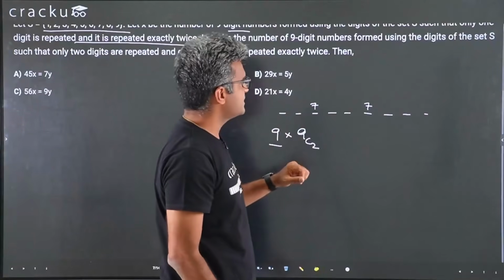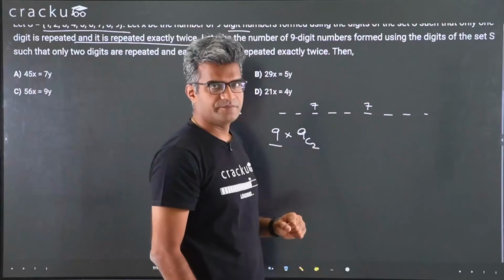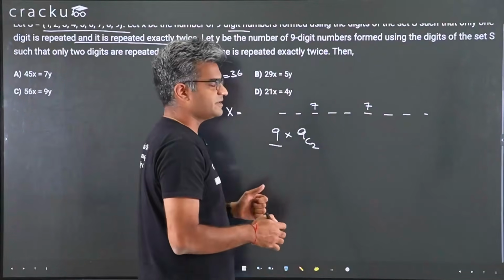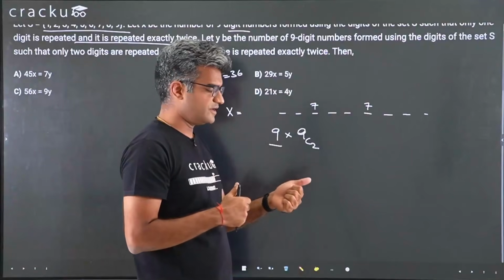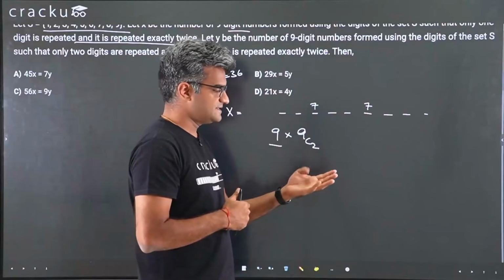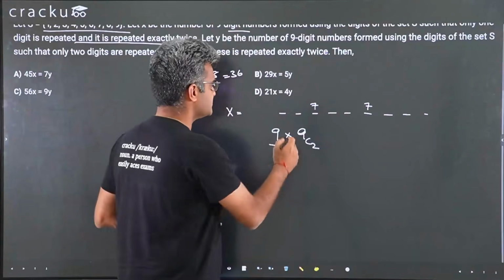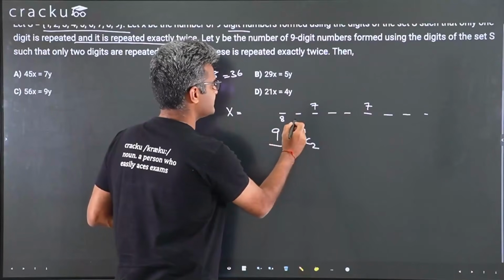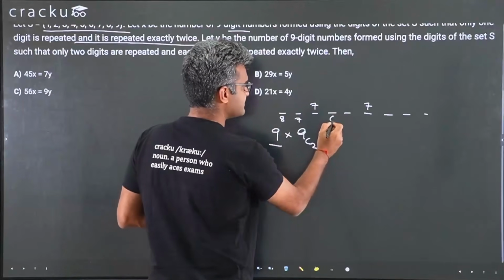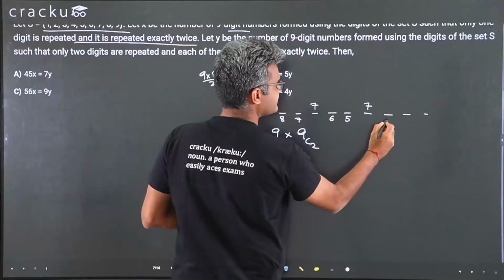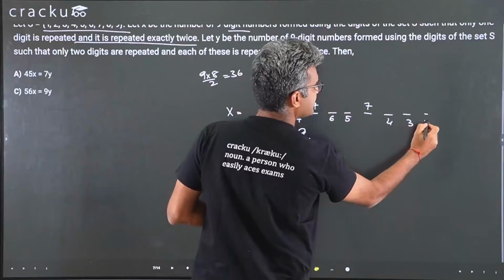Once these 2 are selected, we have 7 places to fill, and they can be any number from 1, 2, 3, 4, 5, 6, 8 and 9. So this number can be selected in 8 ways. This number can be selected in 7 ways. This can be selected in 6 ways. This can be selected in 5 ways. This can be selected in 4, 3 and 2 ways.